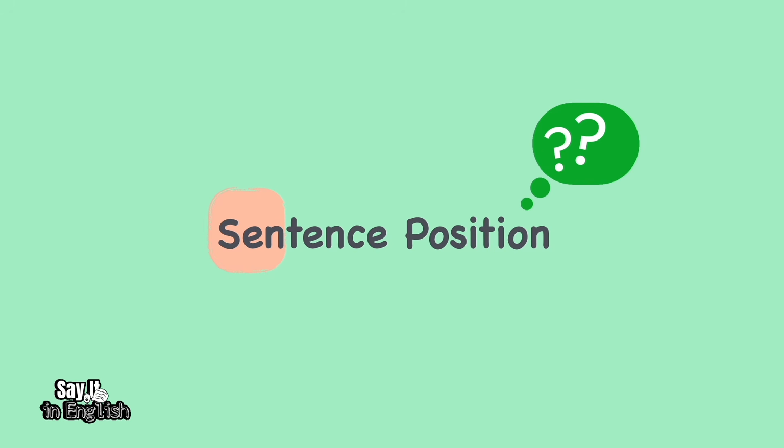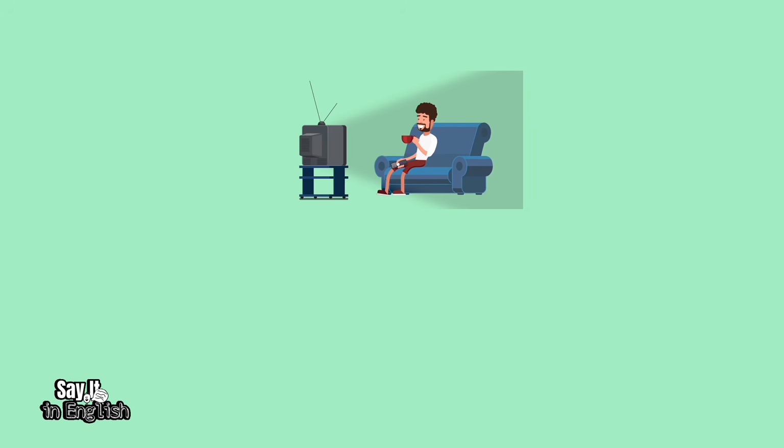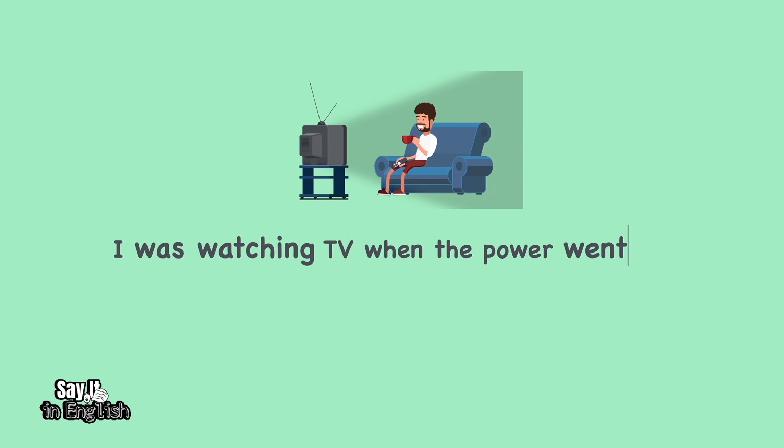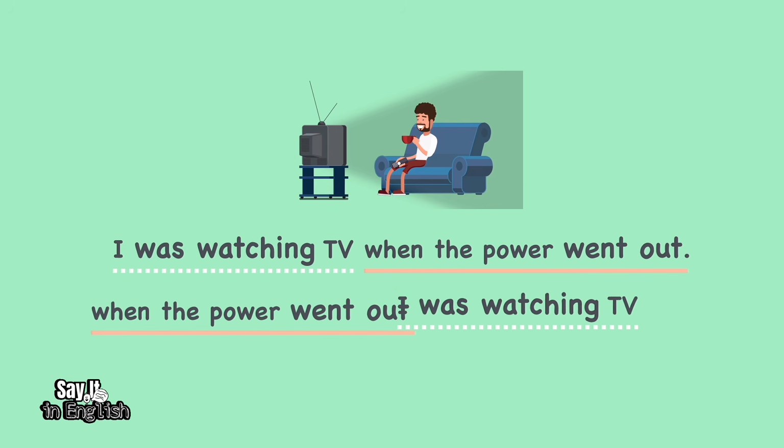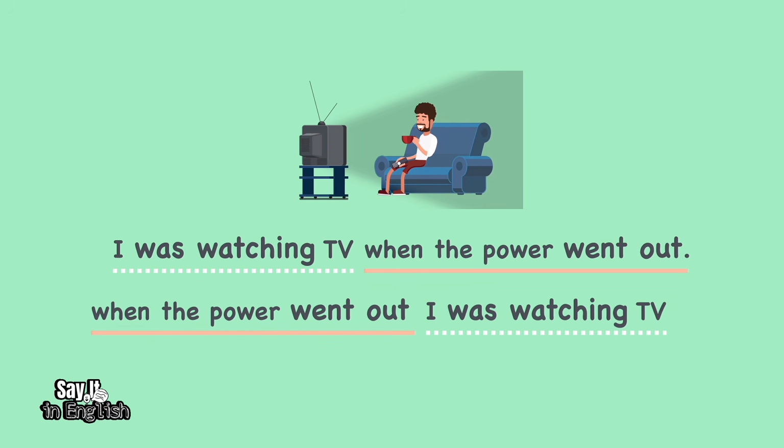What is sentence position? When using independent and dependent clauses, their placement in a sentence can vary. Look at these examples. I was watching TV when the power went out. The independent clause is, I was watching TV. And the dependent clause is when the power went out. We can reverse the order of the clauses without changing the meaning. Note that a comma is needed when the sentence begins with a dependent clause.